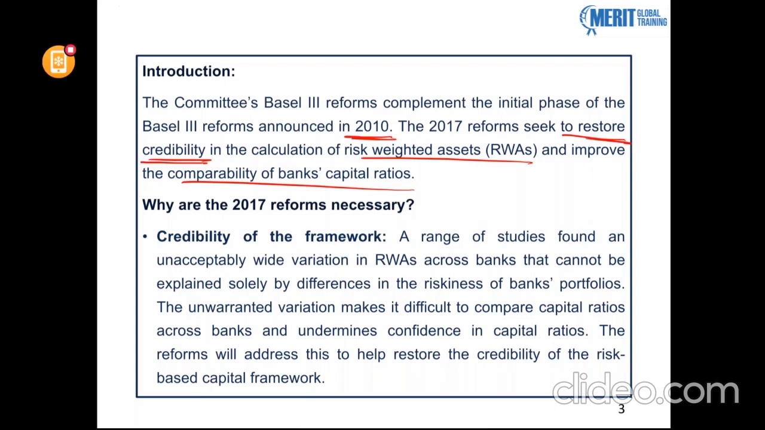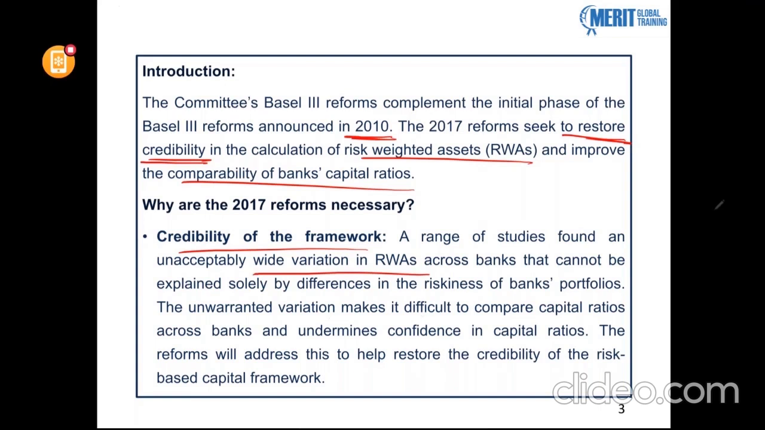Okay, so that's one of the key things that the 2017 Basel III reforms want to address. We want to have a basis for comparing the RWA and the capital ratios of different banks. Okay, why are the 2017 reforms necessary? Credibility of the framework. Okay, a range of studies found non-acceptable wide variations across banks in RWA calculations. I've discussed that, so let's leave that.